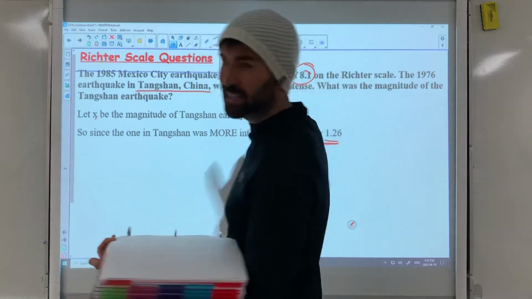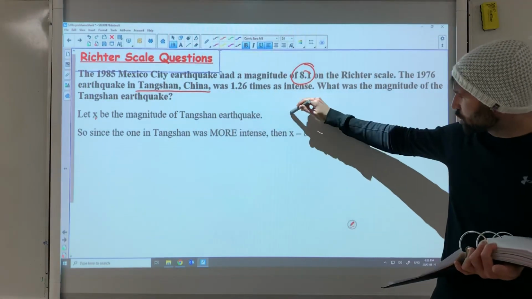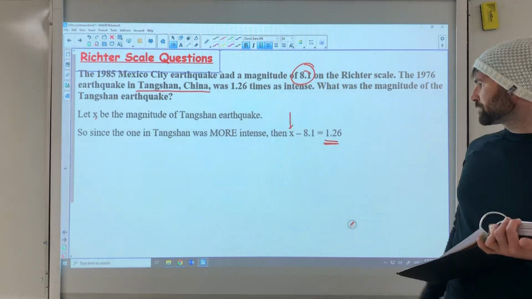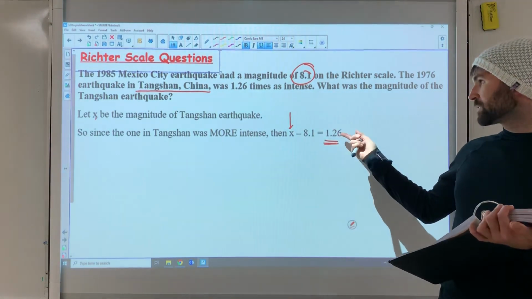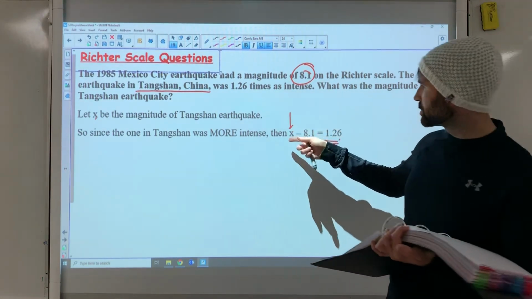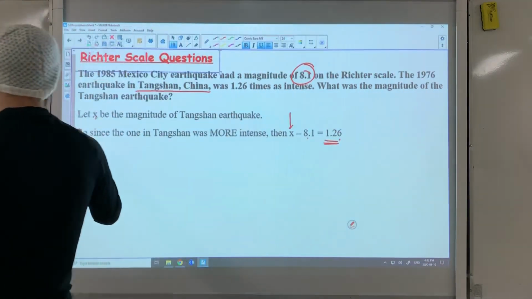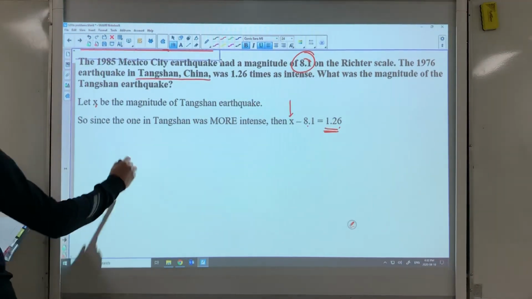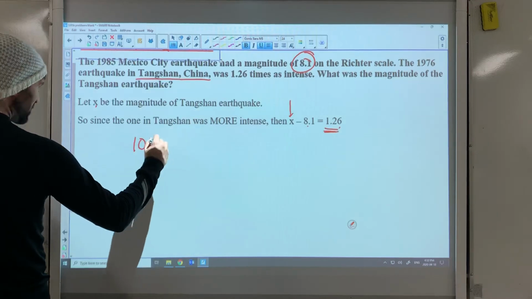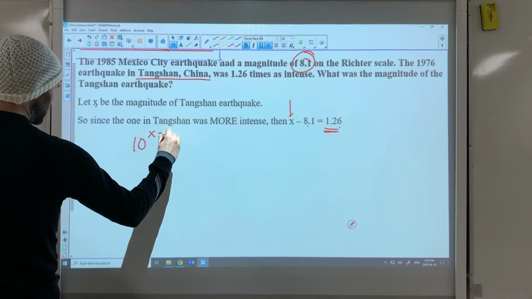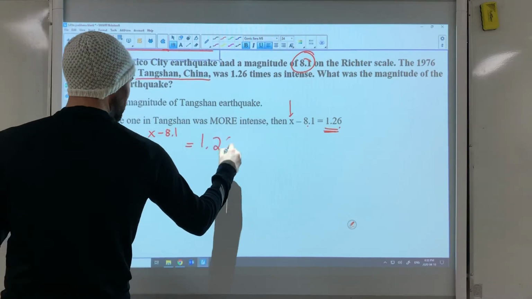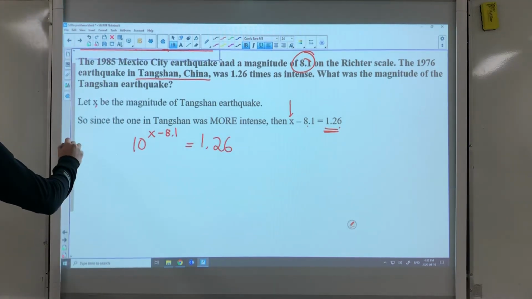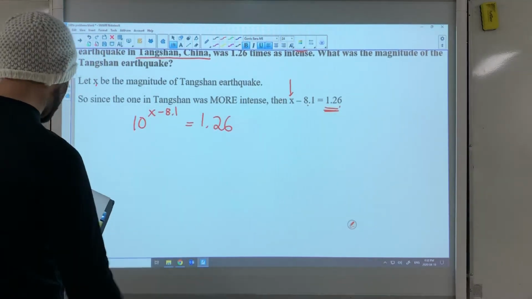So this is kind of like the last question we did, but this time we don't know what that number is, okay? Usually we knew this one and this one, and we found that one. Now we know the difference between them. We know the magnitude of one, but not the magnitude of the other, all right? Then you got to set up your equation. So you know that 10 to the power of x minus 8.1 needs to equal 1.26, okay? Now the only way you're going to solve this equation is by applying logs.